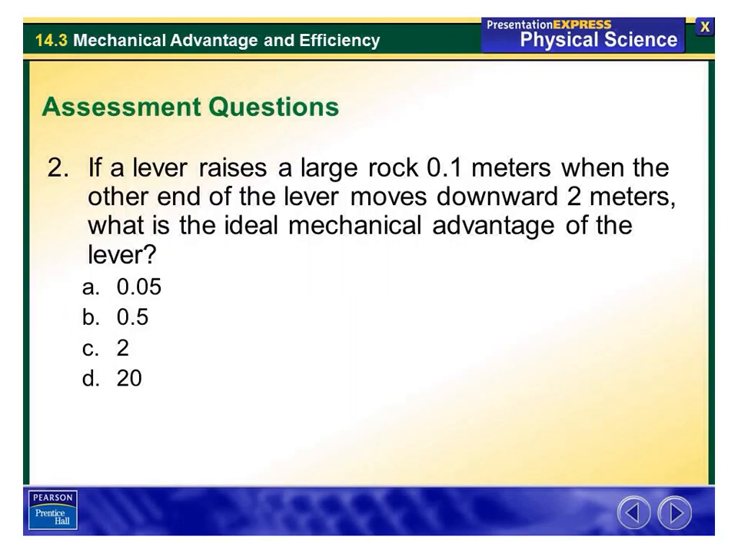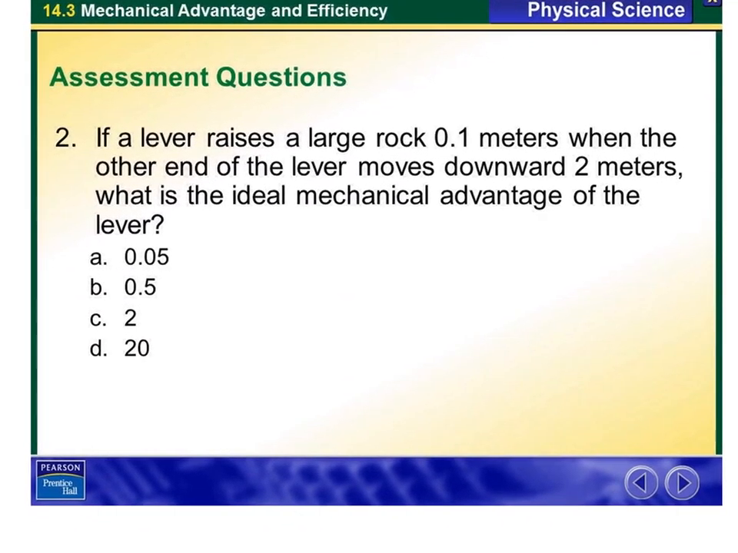Okay, pause the video one last time to do this final question to see if you understand how to do this formula. Okay, before I tell you the answer, let's make sure you did the formula correctly. Remember, the ideal mechanical advantage is equal to the input distance divided by the output distance.